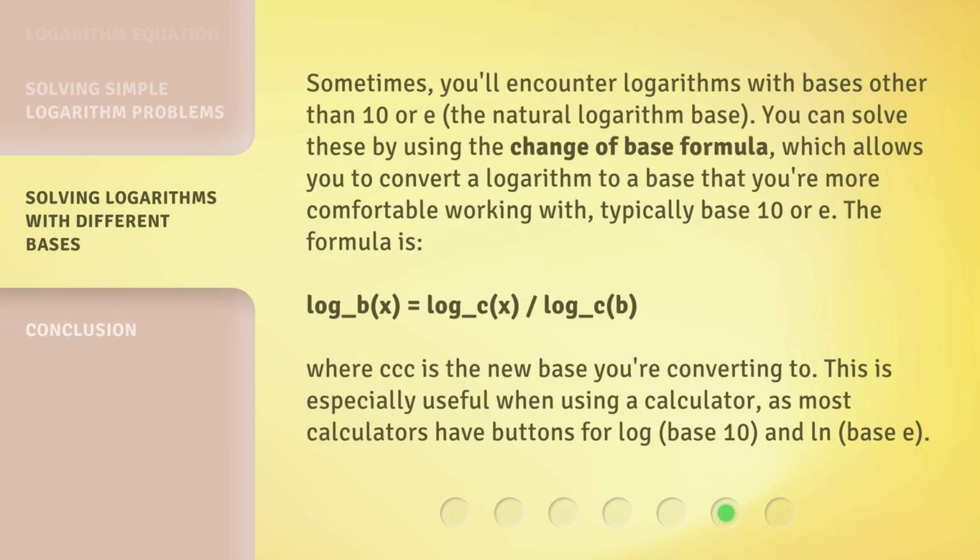Sometimes, you'll encounter logarithms with bases other than 10 or e, the natural logarithm base. You can solve these by using the change of base formula, which allows you to convert a logarithm to a base that you're more comfortable working with, typically base 10 or e. The formula is log_b(x) = log_c(x) / log_c(b), where c is the new base you're converting to. This is especially useful when using a calculator, as most calculators have buttons for log base 10, and ln, base e.